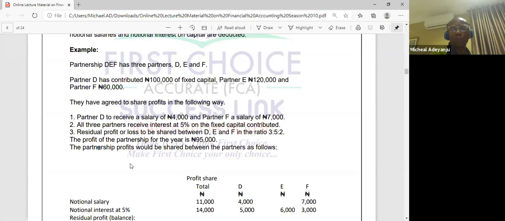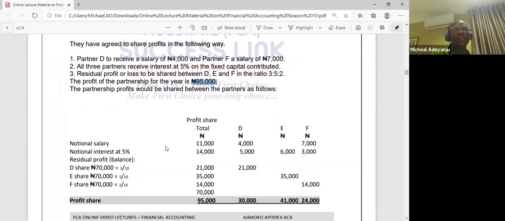Residual profit or loss to be shared between D and F in a ratio of 3:5. The profit of the partnership for the year is 95,000. Just note that this 95,000 is the profit for the year. The partnership profit would be shared between the partners as follows.